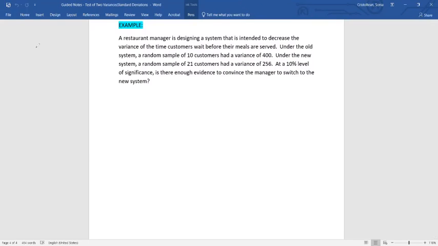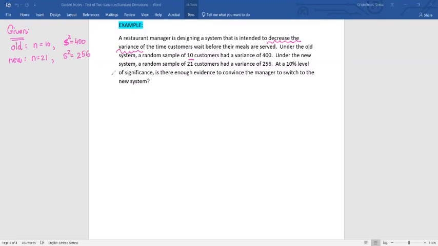Let's write down the given information. And we know right away this is about variance, variability, decreasing the variance. And we have the information, one system, this is the old system. So let's just write down old before we use 1 and 2. Just the old system. We have this information, n is 10, and the variance, which is s squared, would be 400. Under the new system, we have a sample of 21 customers, and the variance, 256.